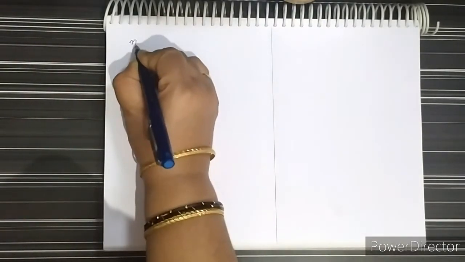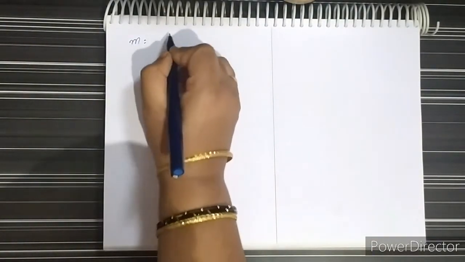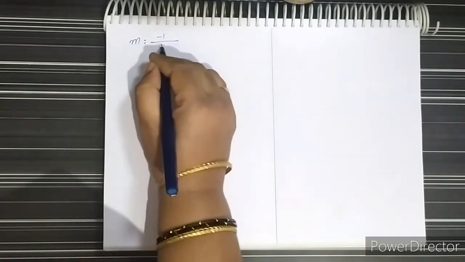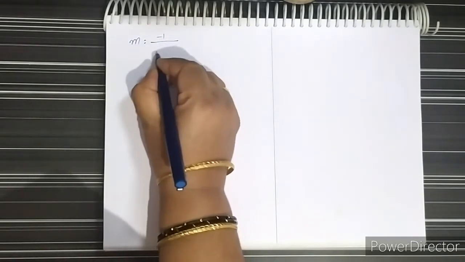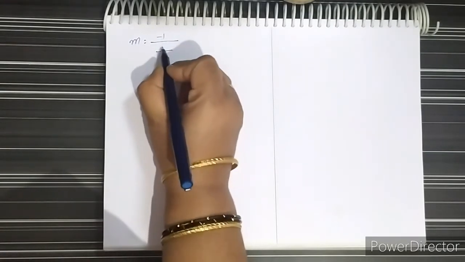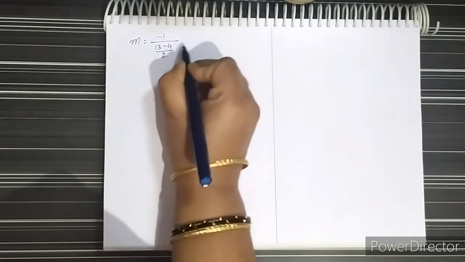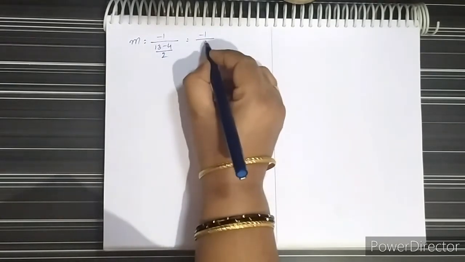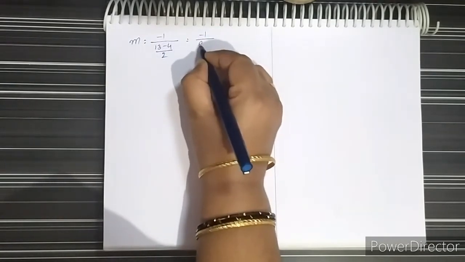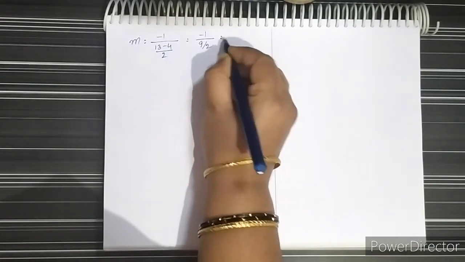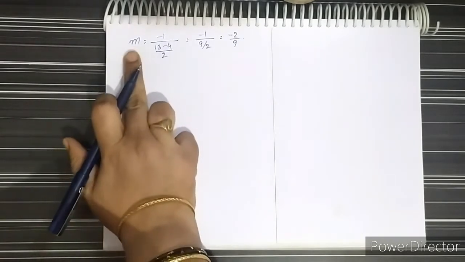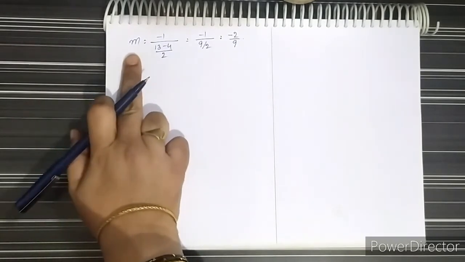Then M equals (1 minus 2) by (13 by 2 minus 2), which is minus 1 by (13 minus 4) by 2, taking 2 as the LCM. That equals minus 1 by 9 by 2, which is minus 2 by 9. This is the slope of the median PS.